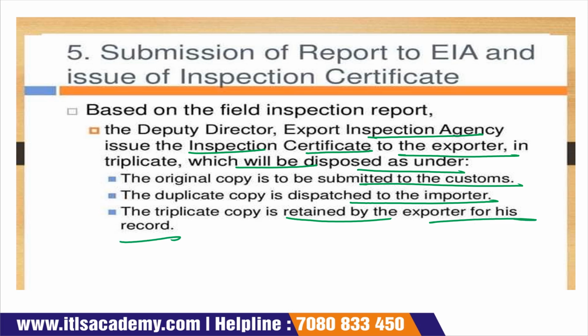So, based upon the field inspection, the deputy director of the export inspection agency issues the inspection certificate, and this certificate is issued to the exporter, and three copies are issued to the exporter, that is called triplicate. One copy, that is your original copy, is submitted to the customs, and the duplicate copy of it is dispatched to the importer, and the triplicate copy is for the exporter for his record. So that's why a triplicate copy of this inspection certificate should be issued.